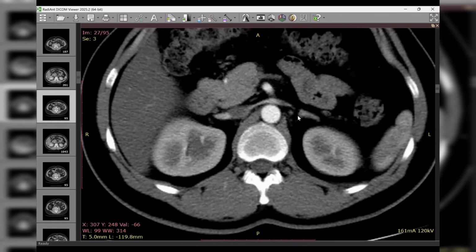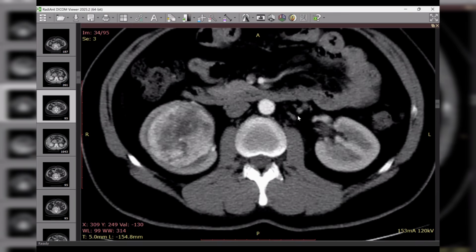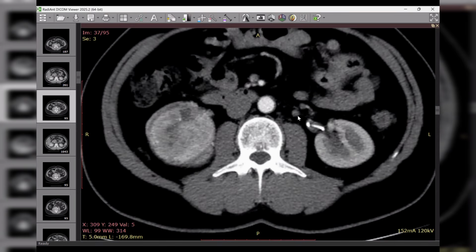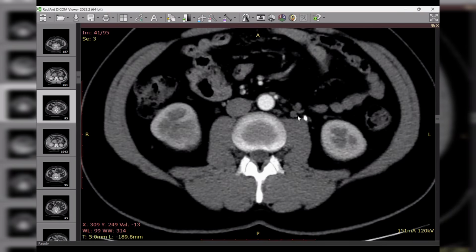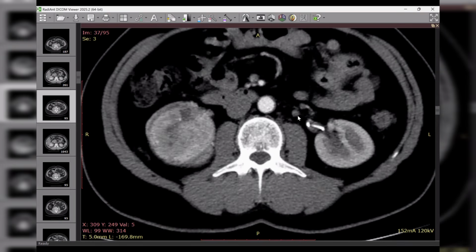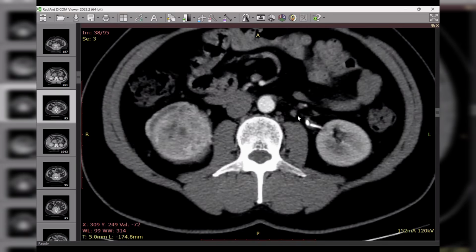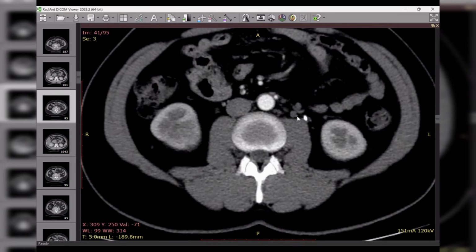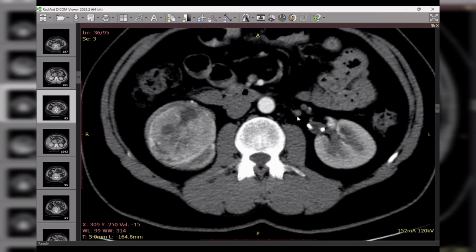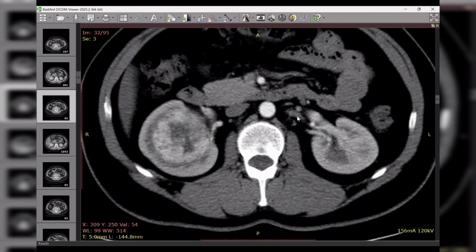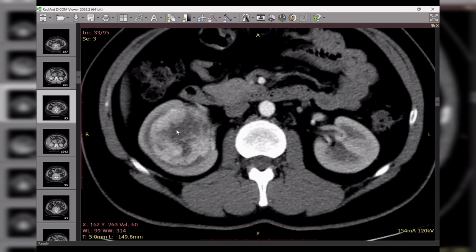Okay, there is a rounded soft tissue lesion seen within the right kidney. It seems heterogeneously enhanced. It is occupying the renal... I can see within the renal medulla and renal pelvis. It has internal hypodense areas.